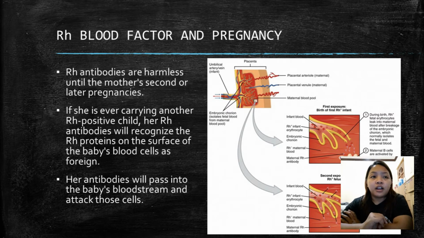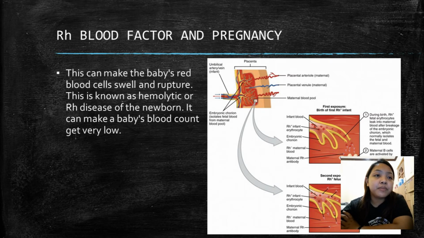Rh antibodies are harmless until the mother's second or later pregnancies. If she is ever carrying another Rh positive child, her Rh antibodies will recognize the Rh proteins on the surface of the baby's blood cells as foreign. Her antibodies will pass into the baby's bloodstream and attack those cells. This can make the baby's red blood cells swell and rupture. This is known as hemolytic or Rh disease of the newborn. It can make the baby's blood count get very low.